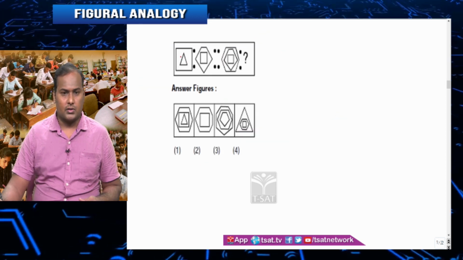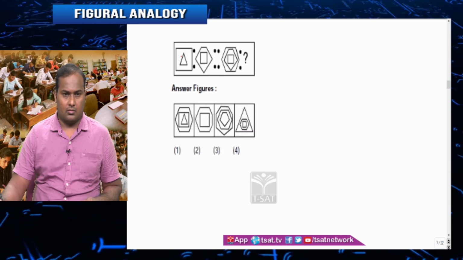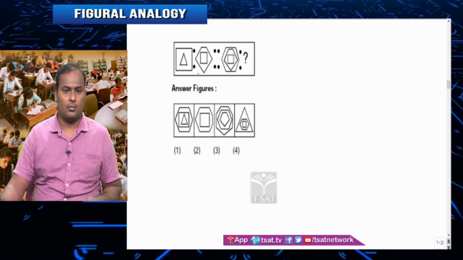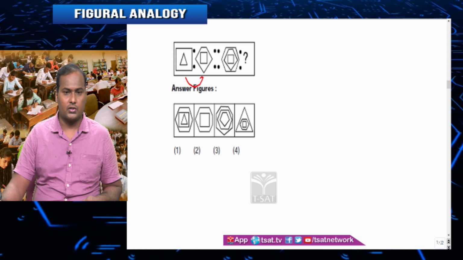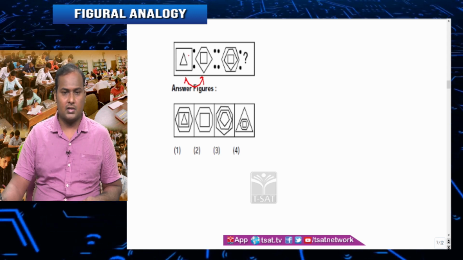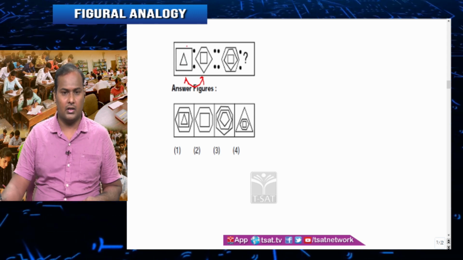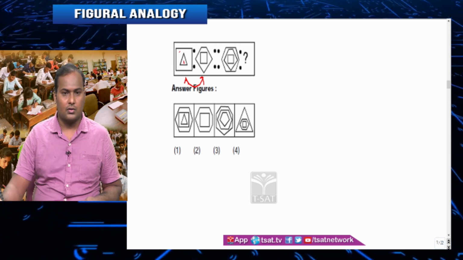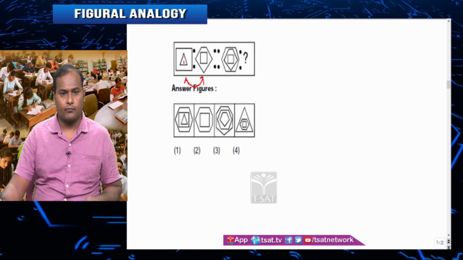See, in this particular question there is a triangle and a square. Now you need to establish the relationship between these two figures. So what is the change? There is an inside figure and an outside figure. Here the inside figure is a triangle, and the outside figure is a square.